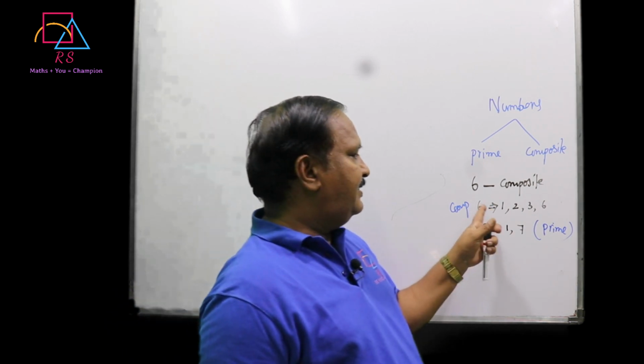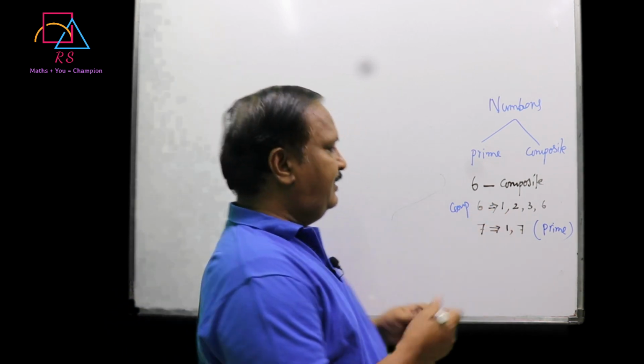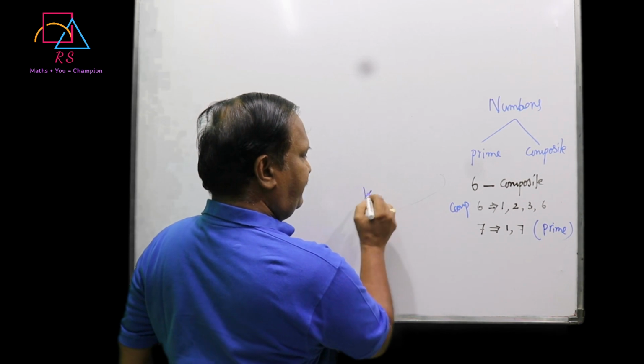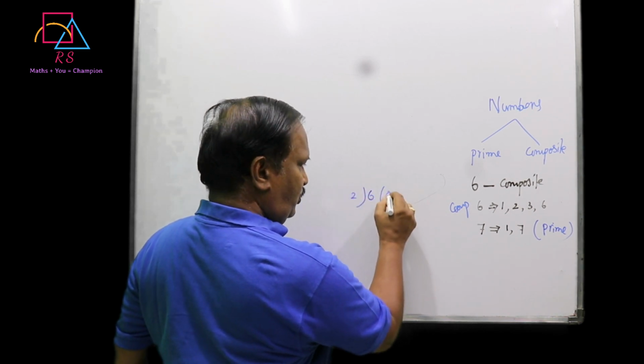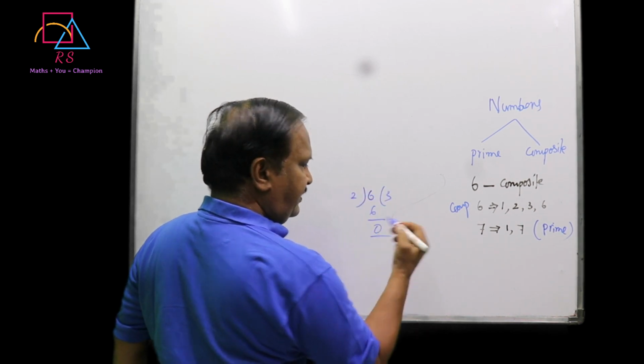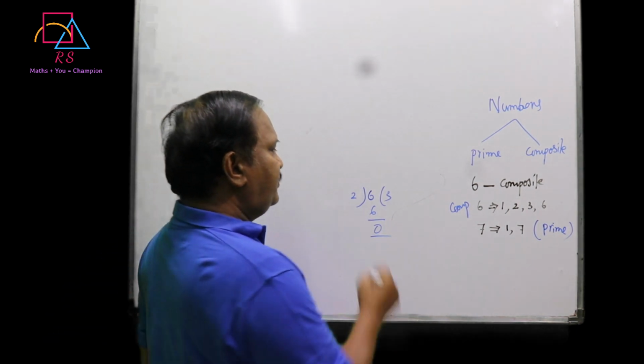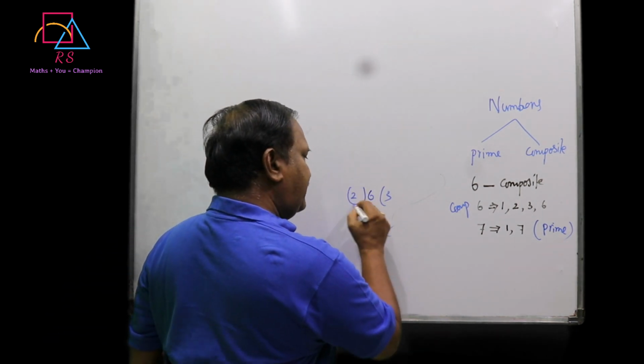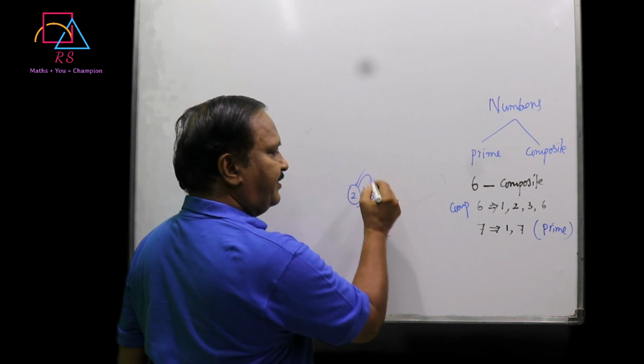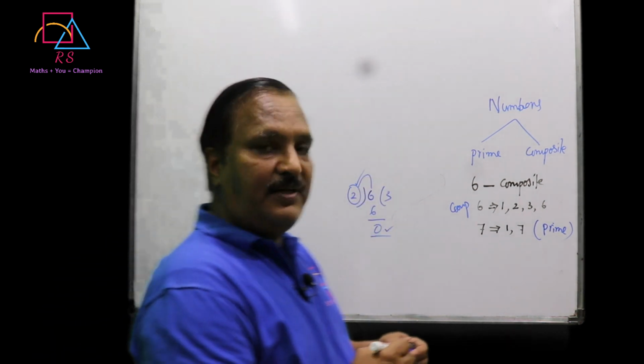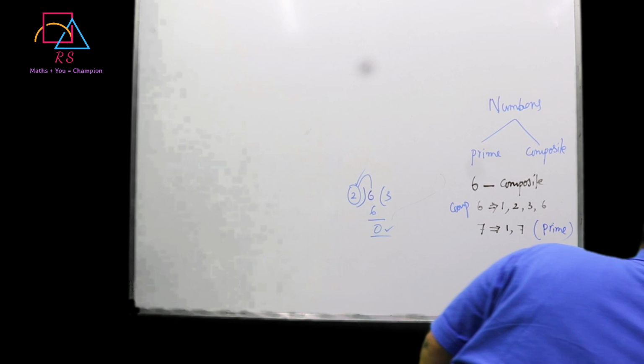2 is a factor of 6, that means if you divide 6 by 2, you will get remainder 0. So if the remainder is 0, then we call 2 a factor of 6. This is what a factor is, which you must have learned in lower classes.